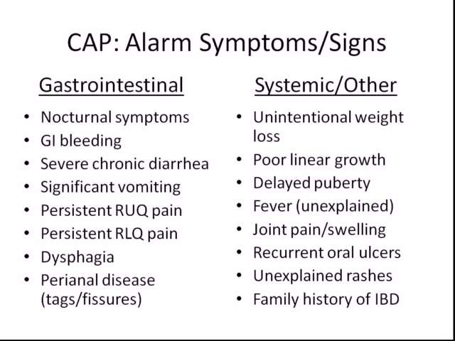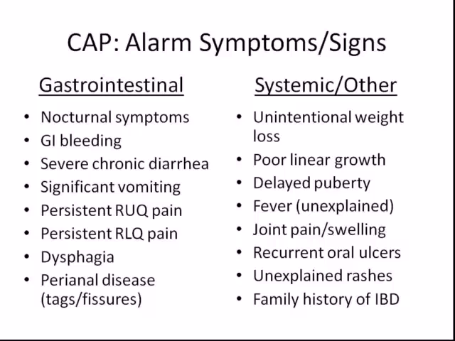The presence of alarm symptoms and/or signs make it more likely that the child has an organic etiology, and this increase in pretest probability can help justify further diagnostics in a select group of patients to search for that organic disease. The list includes, but is not limited to, gastrointestinal alarm symptoms and signs like nocturnal symptoms, and that definition means waking from sleep with pain, GI bleeding or blood loss, severe chronic diarrhea, significant vomiting, which is recurrent, persistent localized right upper quadrant pain, persistent localized right lower quadrant pain, dysphagia, and perianal disease, including tags and fissures.